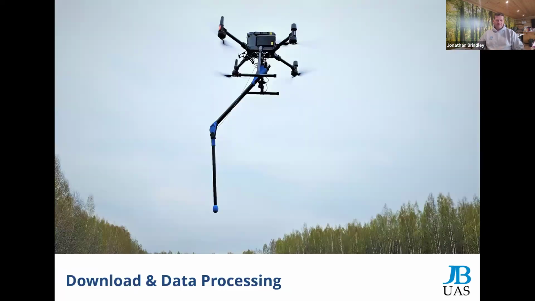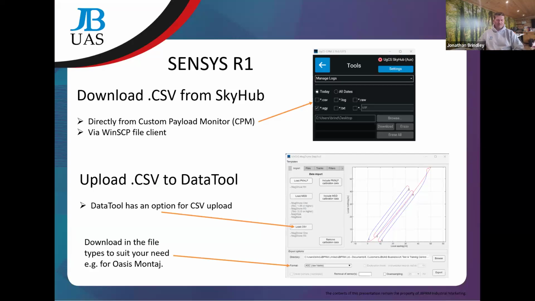Okay, so download and data processing. This is the sort of place where I'll get Jan to take over in just a moment. But just before we do that, just to let you know how we actually download the data. Like I said, this is the first time SENSYS are sending data into SkyHub. Before, like we mentioned, the R3 and R4 have their own data recorder. We download from those systems. Now we're taking the data into SkyHub.